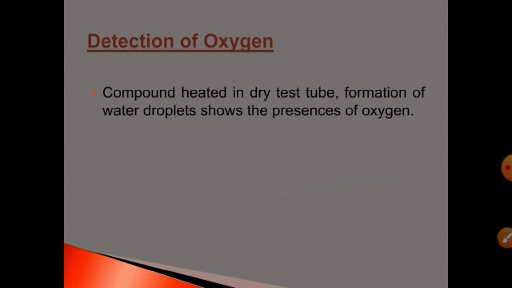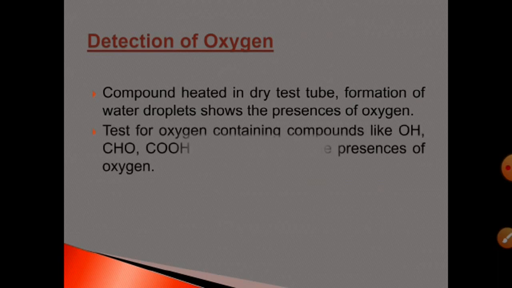First, the organic compound which contains oxygen is heated in a dry test tube in the presence of atmospheric nitrogen. Formation of droplets of water on the cooler part of the test tube shows the presence of oxygen. A negative result, however, does not show the absence of oxygen.